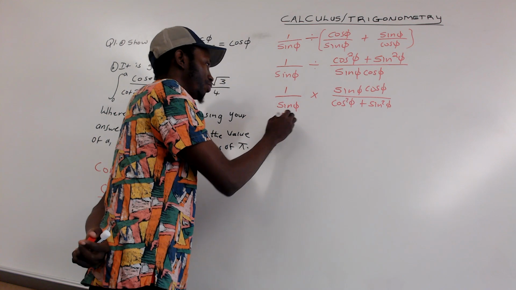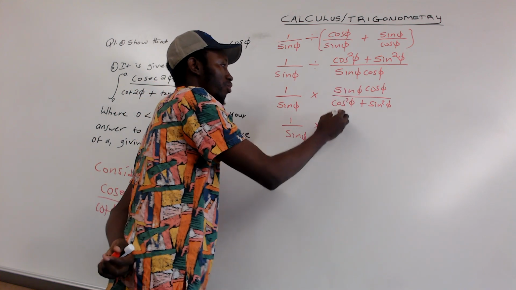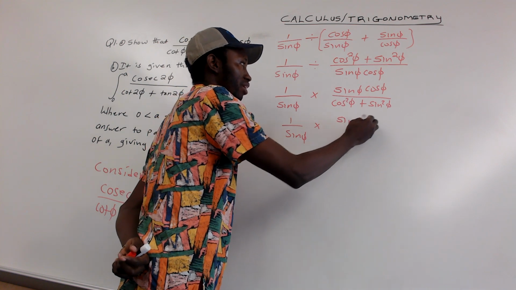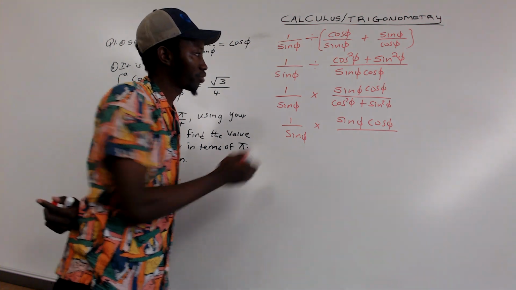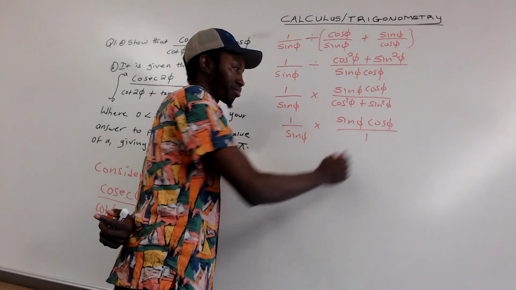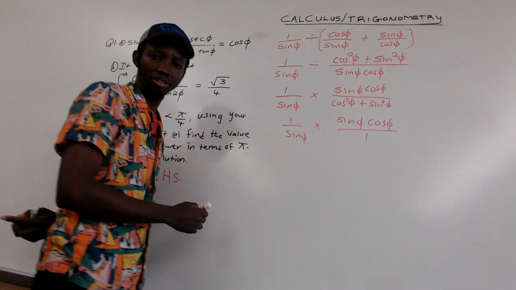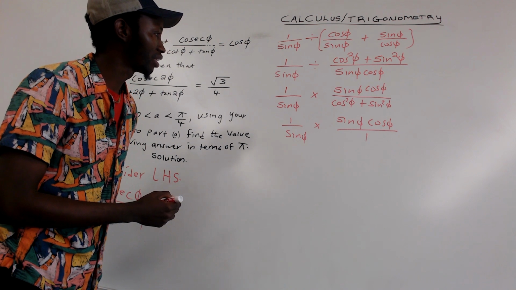So if we continue, 1 all over sin phi times, we rewrite this sin phi and cos phi divided by, let's take note of, we write this value, but cos square phi plus sin square phi is 1. This will give us 1. So I hope you take note of that. So we have this value.